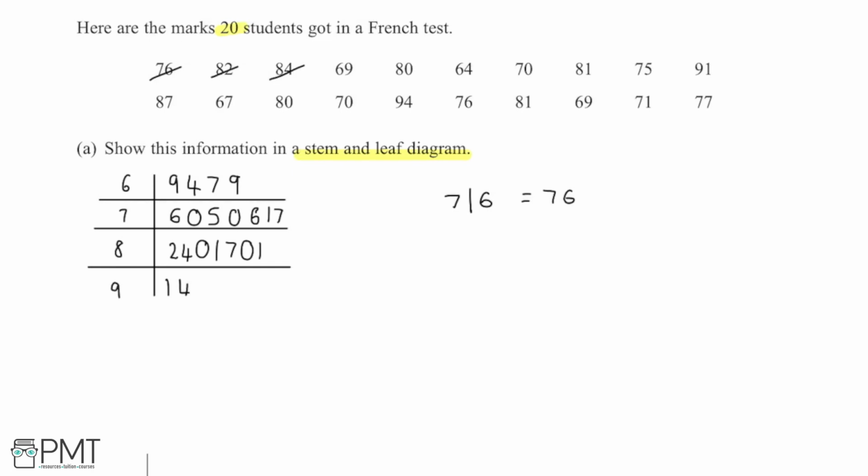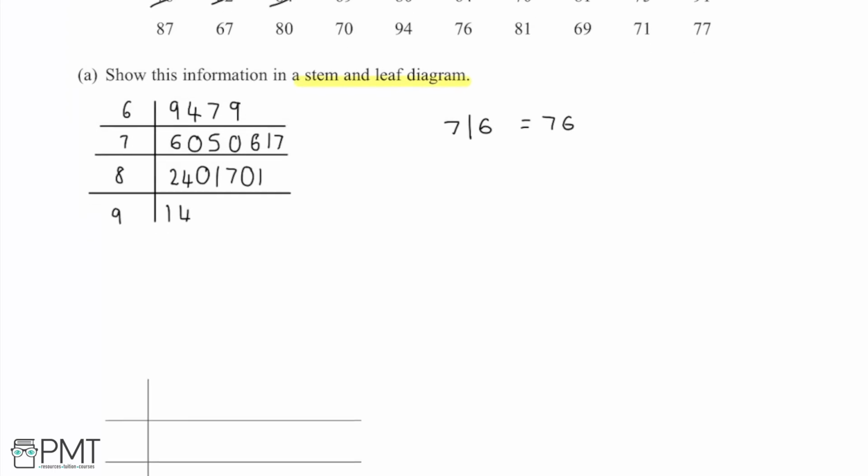And doing it this way and not ordering it to begin with makes sure that I haven't missed any out and I've got all 20. I can count them all and check that I've got 20 leaves and double check that I have got all of my points in here.